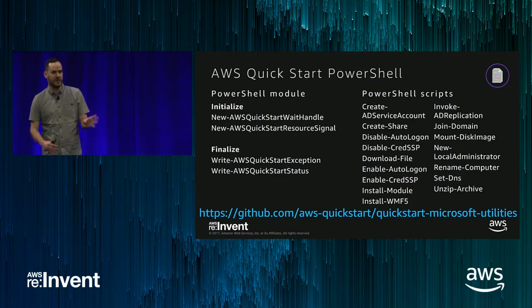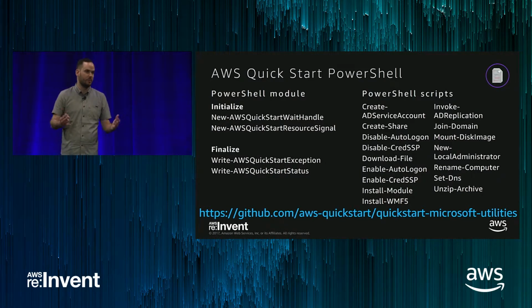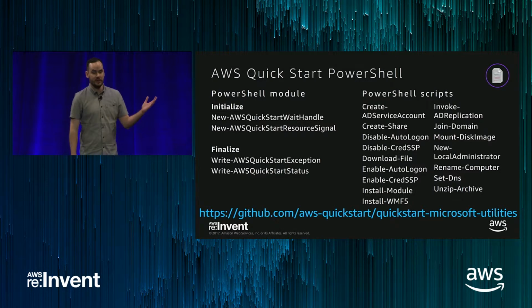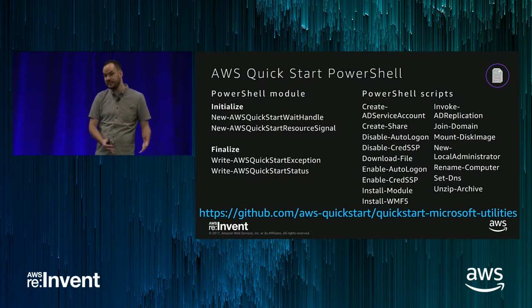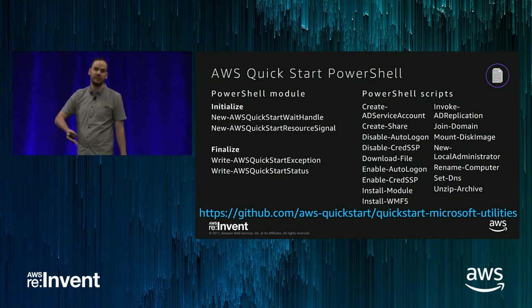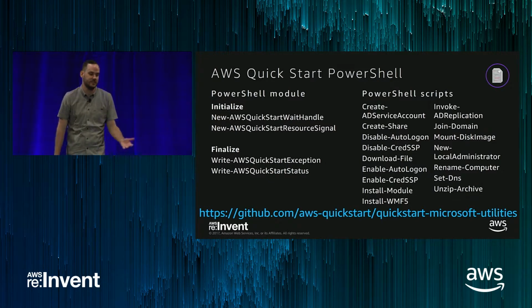And then when you need to finalize, so you're done with bootstrapping the particular instance, you can either signal if it's a failure, signal an exception, and basically capture the exception and signal the failure. Or you can just say, I just want to write the status, whether it's good or bad status, and it'll send it up using CFN signal.